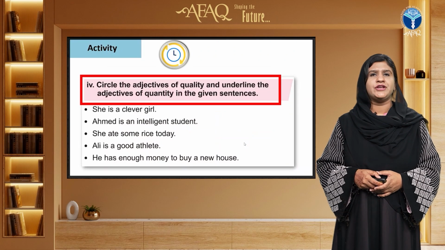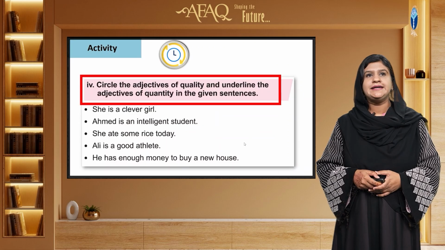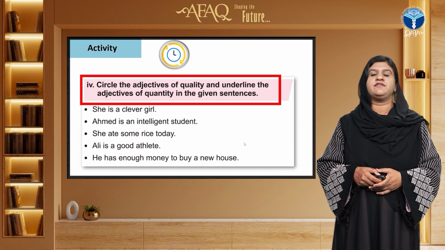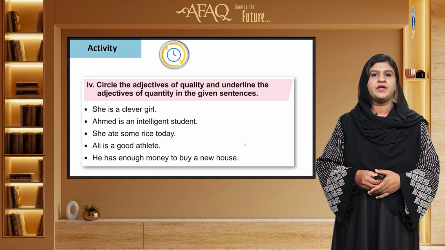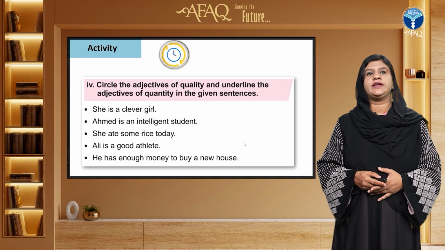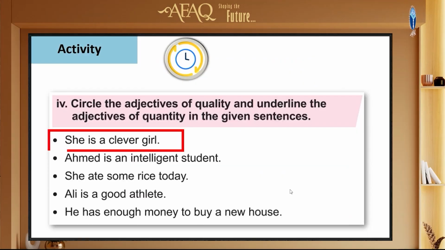Here, circle the adjectives of quality and underline the adjectives of quantity in the given sentences. We have some sentences. Circle and underline accordingly. She is a clever girl. What do you think? The adjective of quality or the adjective of quantity? It's the adjective of quality and you are supposed to encircle it. And the same goes with the rest of the sentences. Read them, identify the adjectives of quality and quantity and circle or underline accordingly.